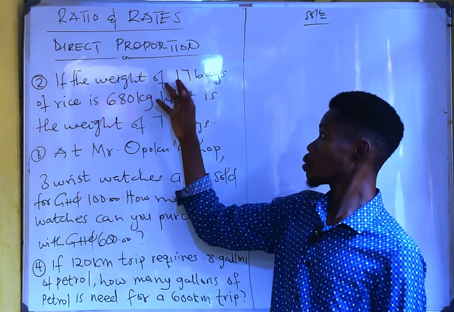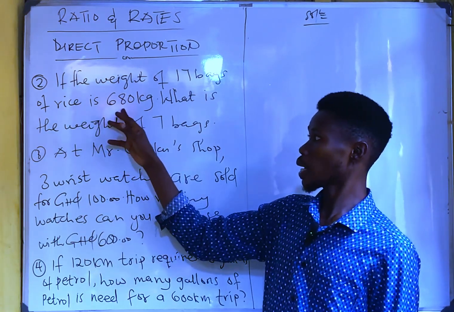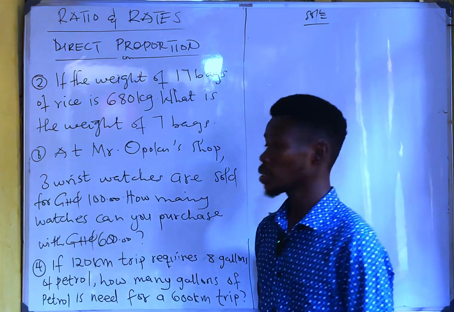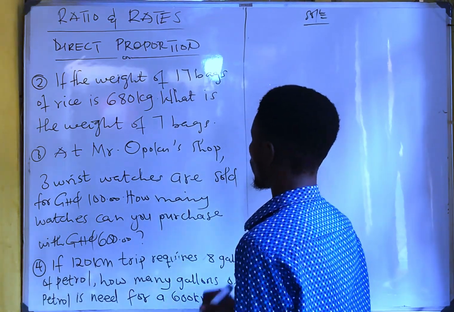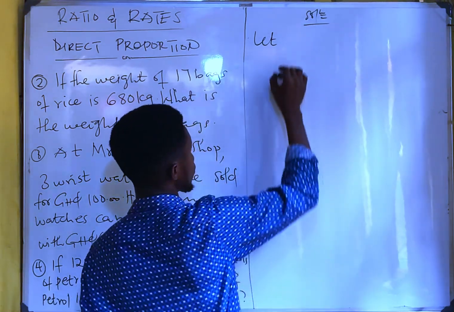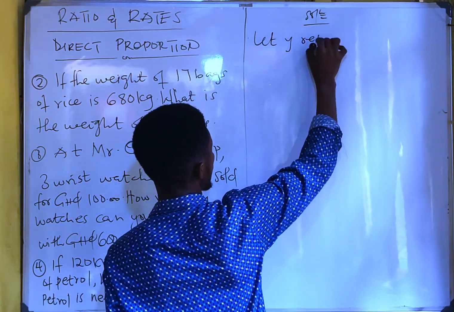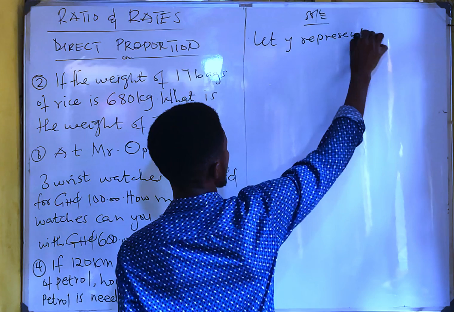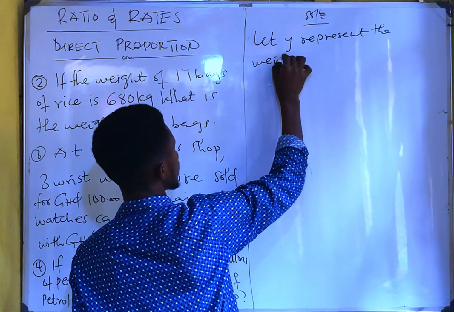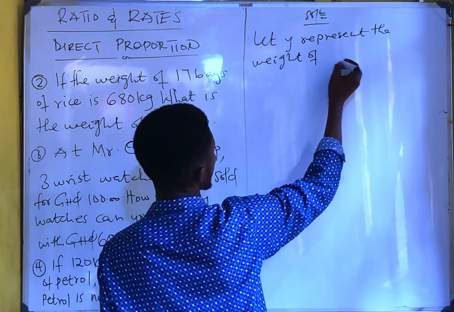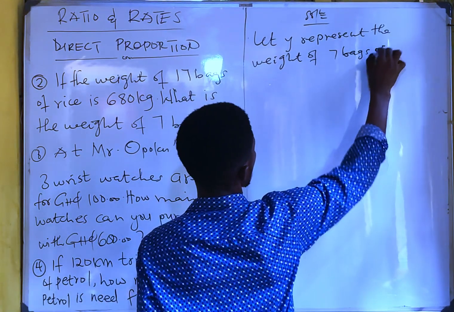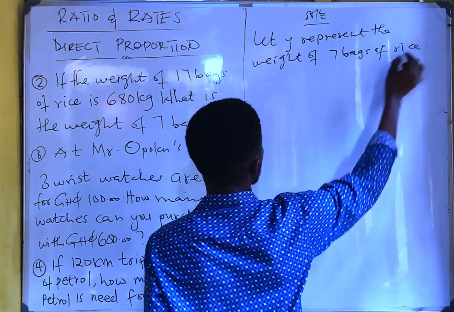If the weight of 17 bags of rice is 680 kg, what is the weight of 7 bags? Okay. So first thing, let's use a particular variable. I'm using y. So let y represent the weight of 7 bags of rice.